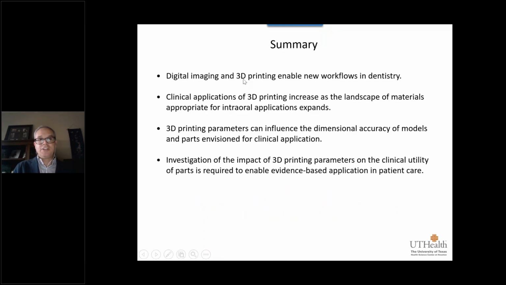So in summary, digital imaging and 3D printing have enabled new workflows in dentistry, especially as related to clear aligner therapies. And as the landscape of materials appropriate for intraoral applications expands, so too do the clinical applications of 3D printing, especially of appliances made directly by 3D printing. But in any case, one should investigate the effects of tunable aspects of the 3D printing process on the dimensional fidelity and potential clinical utility of the parts being produced by 3D printing.